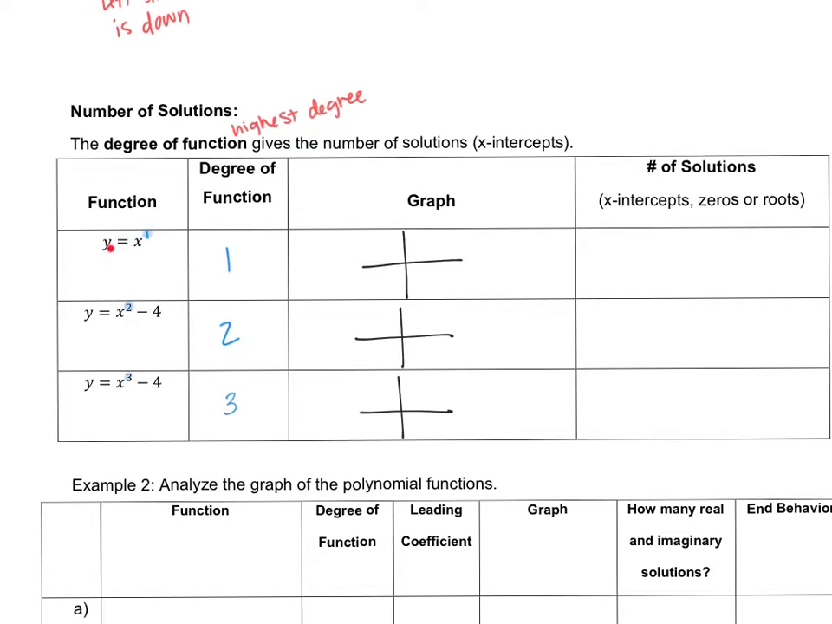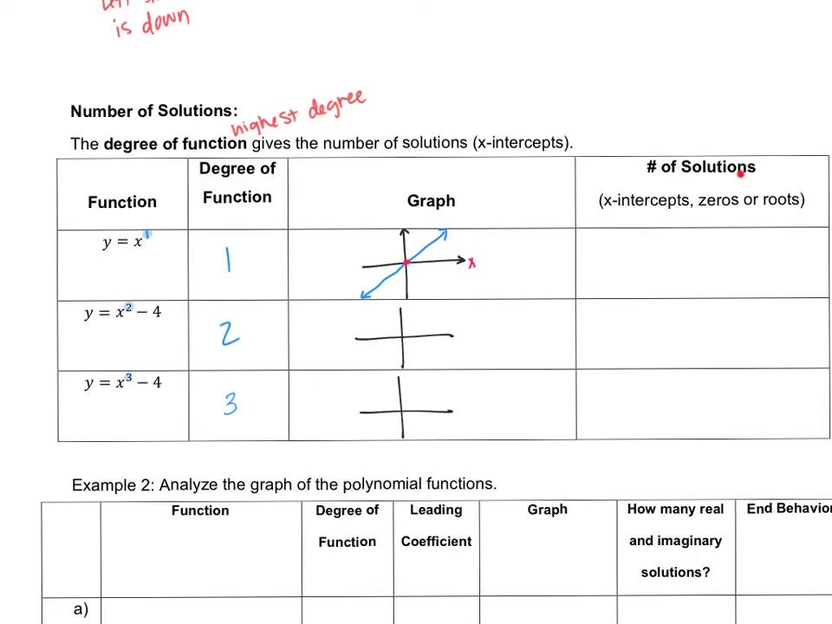If I were to graph y equals x to the first power, it's actually a very simple graph. It's basically a line, one of the earliest graphs we've ever made. If you were to use a graphing calculator, or make a chart and graph the points, you would get this line that looks like a diagonal. You'll notice that it hits the x-axis at one spot here. If I look at the x-axis, this line crosses it 1 time, and that's why there's 1 solution. When we're talking about solutions for an equation or a function, we're talking about how many x-intercepts there are, and there's just 1.